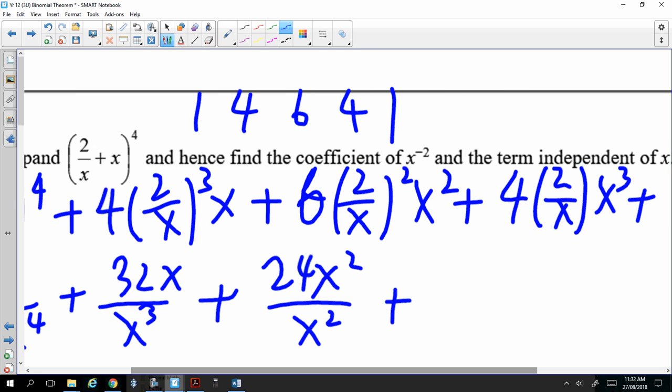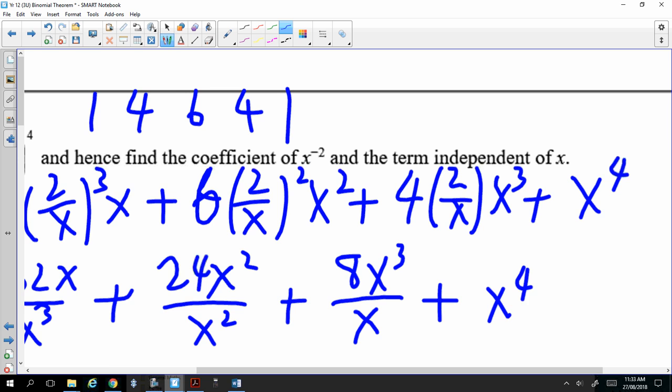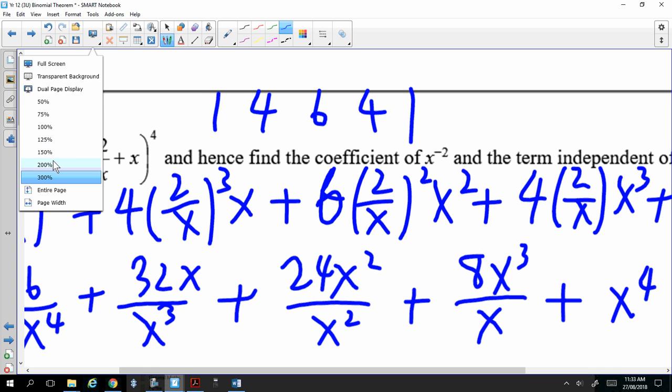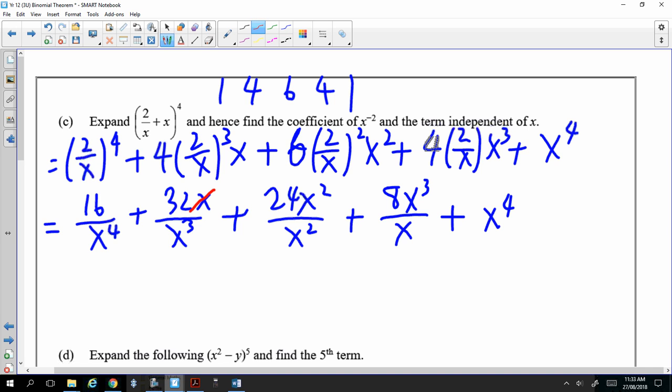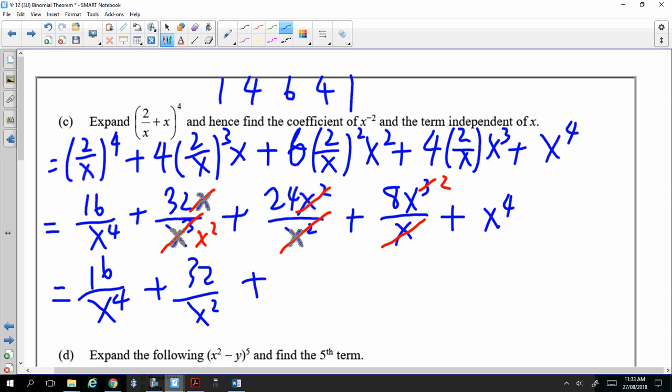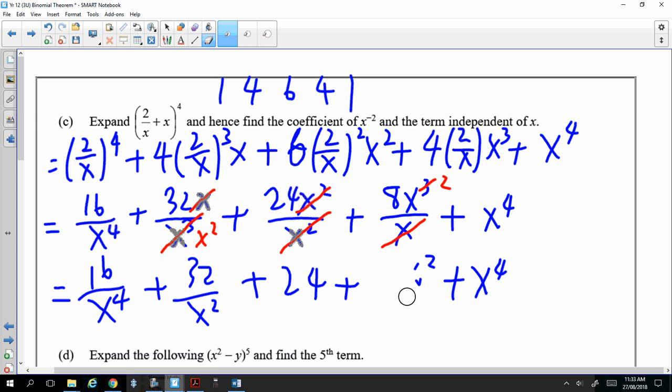Okay, now make sure you simplify. So if you simplify that, you get x squared, that gets cancelled. So your final answer will be 16 over x power 4 plus 32 over x squared plus 24 plus 8x squared plus x power 4. And then you can answer the question. Okay, now you have to find two things.